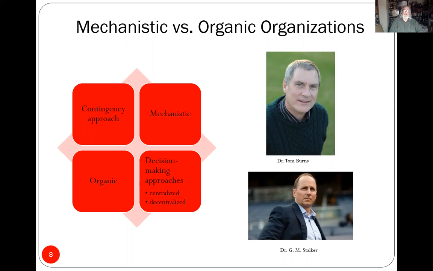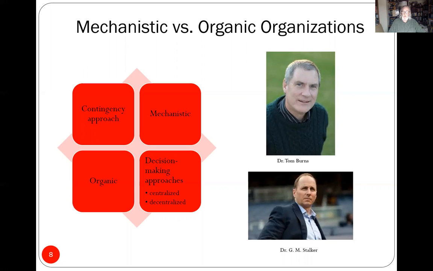Now, the various decision-making approaches, whether you are mechanistic or organic, are going to be either decentralized or centralized, or some mix of the two. Centralized decision-making means that top managers make all key decisions. There isn't much delegation or empowerment. There are tight rules, controls, and regulations.